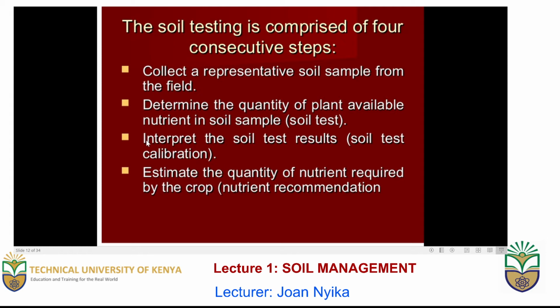Number three, you need to interpret the soil test results. That is, you need to understand from the analysis results what is in excess and what is in deficiency, and how much we should add or how much we should remove through soil conditioning. Lastly, you need to estimate the quantity of nutrients required by the crop, what we are calling a nutrient recommendation. That is, advice on what to add or what to remove based on the interpretation of the analyzed results from the collected sample.